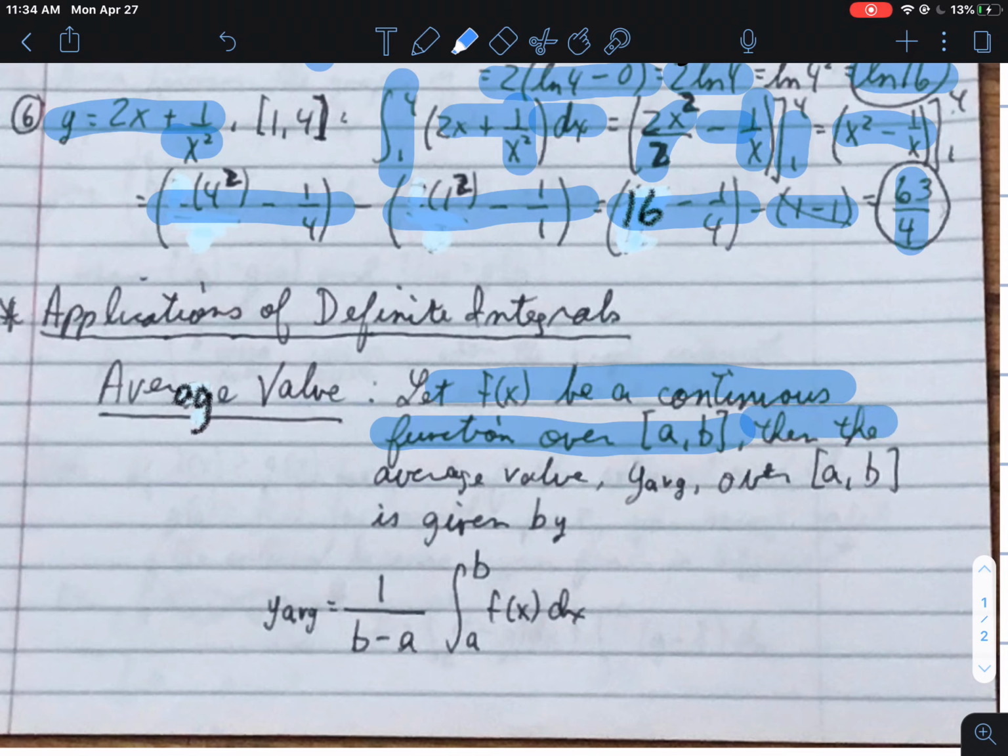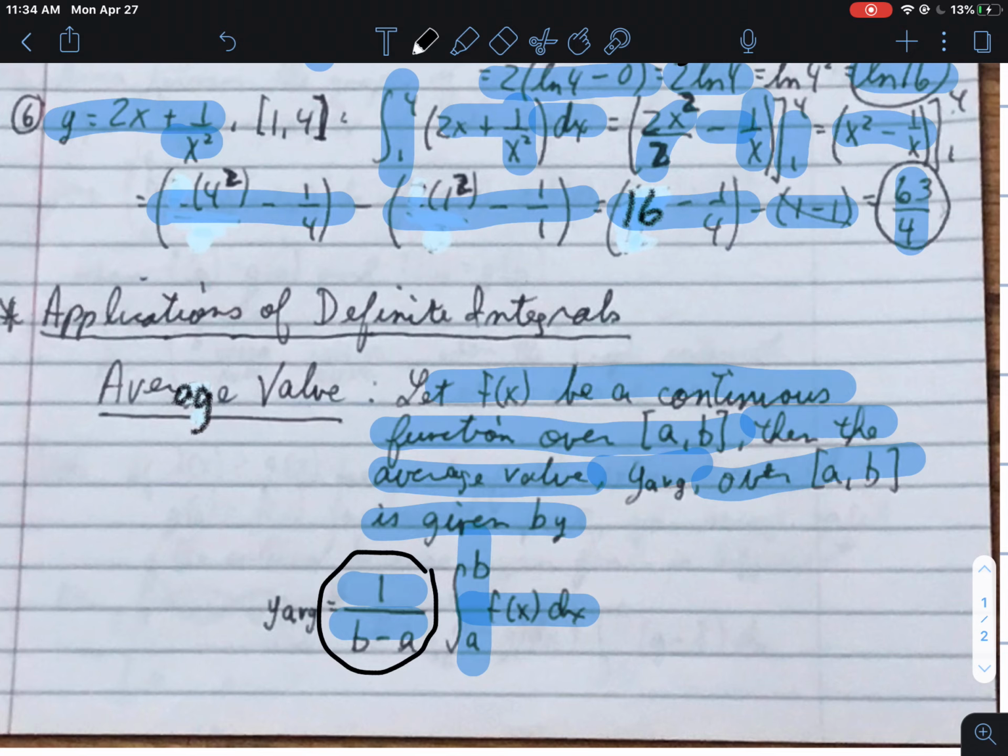Then the average value of our function, which we're going to call y sub average or f sub average, whatever your function name is, the average value of your function over that interval from A to B, is given by 1 over b minus a times the integral from A to B of f of x dx. All right. So it's simply multiplying your integral by 1 over b minus a. And that would give you the average value of your function over that interval.